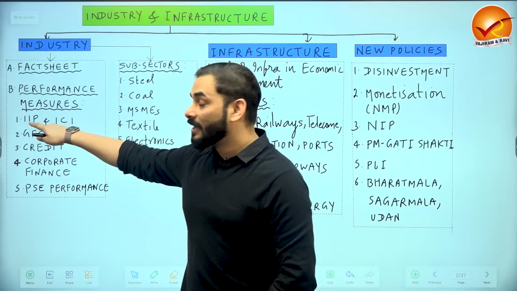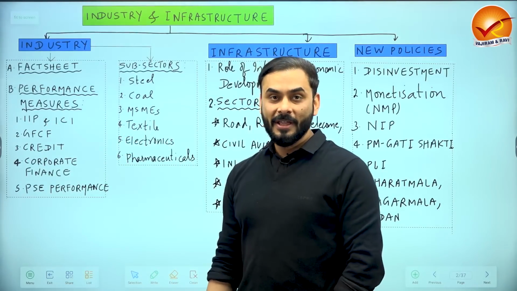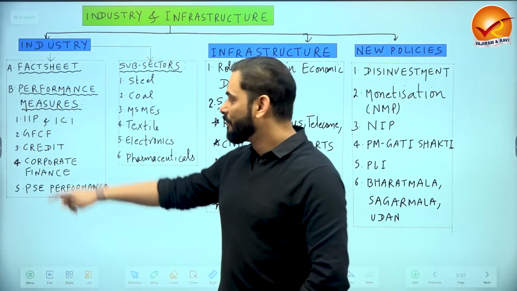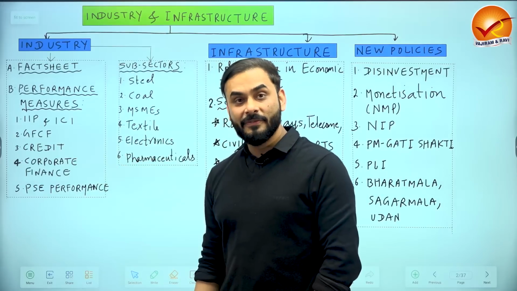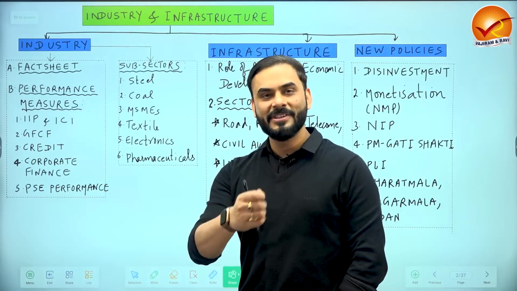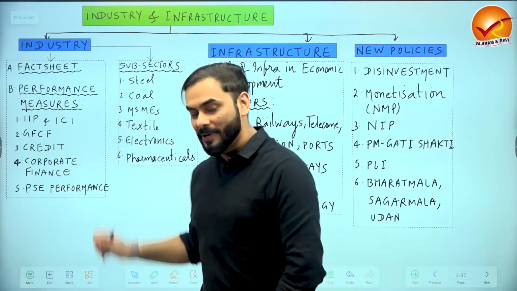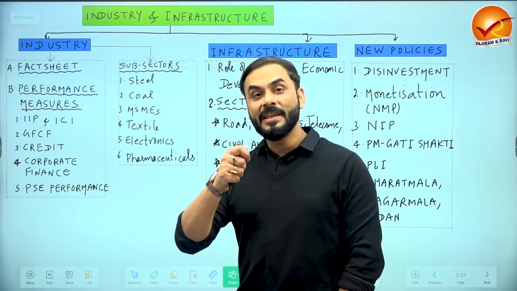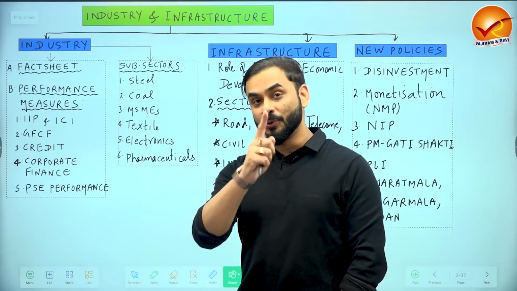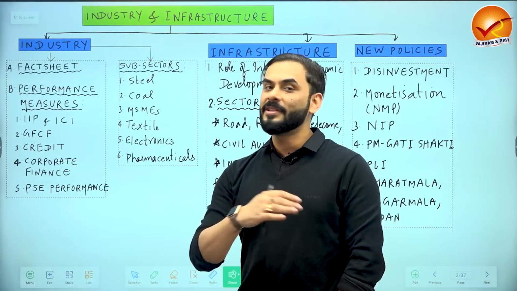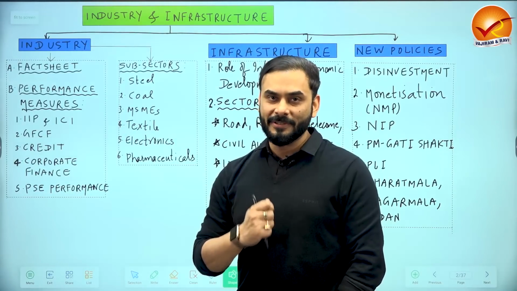So we will look at IIP, Index of Industrial Production, ICI, Index of Core Industries. Then we are going to look at GFCF, Gross Fixed Capital Formation. A simpler term for GFCF is investment. Then we are going to look at credit. Credit means how much money is going into industries. It shows whether industries are performing or not, because if industries are not performing, they won't take money, they won't take credit, simple.